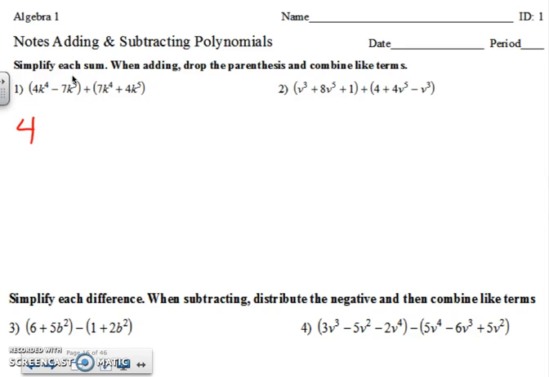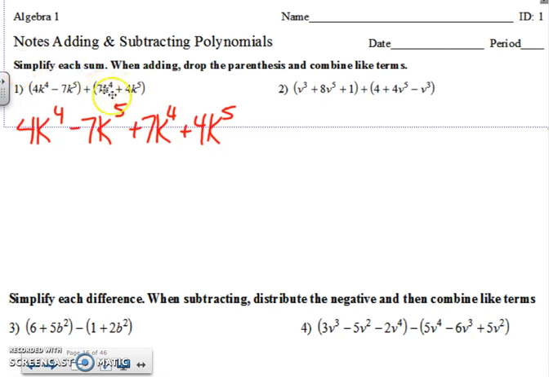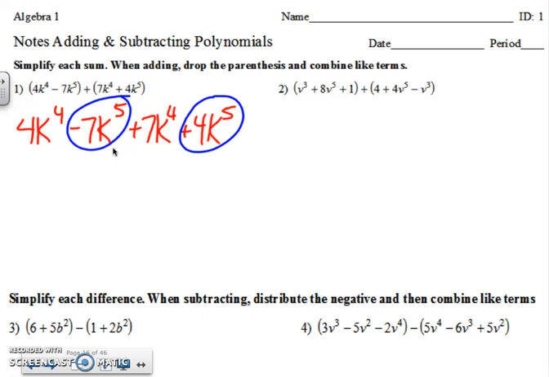So I would say 4k to the fourth minus 7k to the fifth plus 7k to the fourth plus 4k to the fifth. Okay, we're going to drop your parentheses. Now you're just going to combine like terms, and to make it easier, we're going to start off with our highest exponent, so our answer will be in standard form. So here is my highest exponent, negative 7k to the fifth. Also 4k to the fifth.